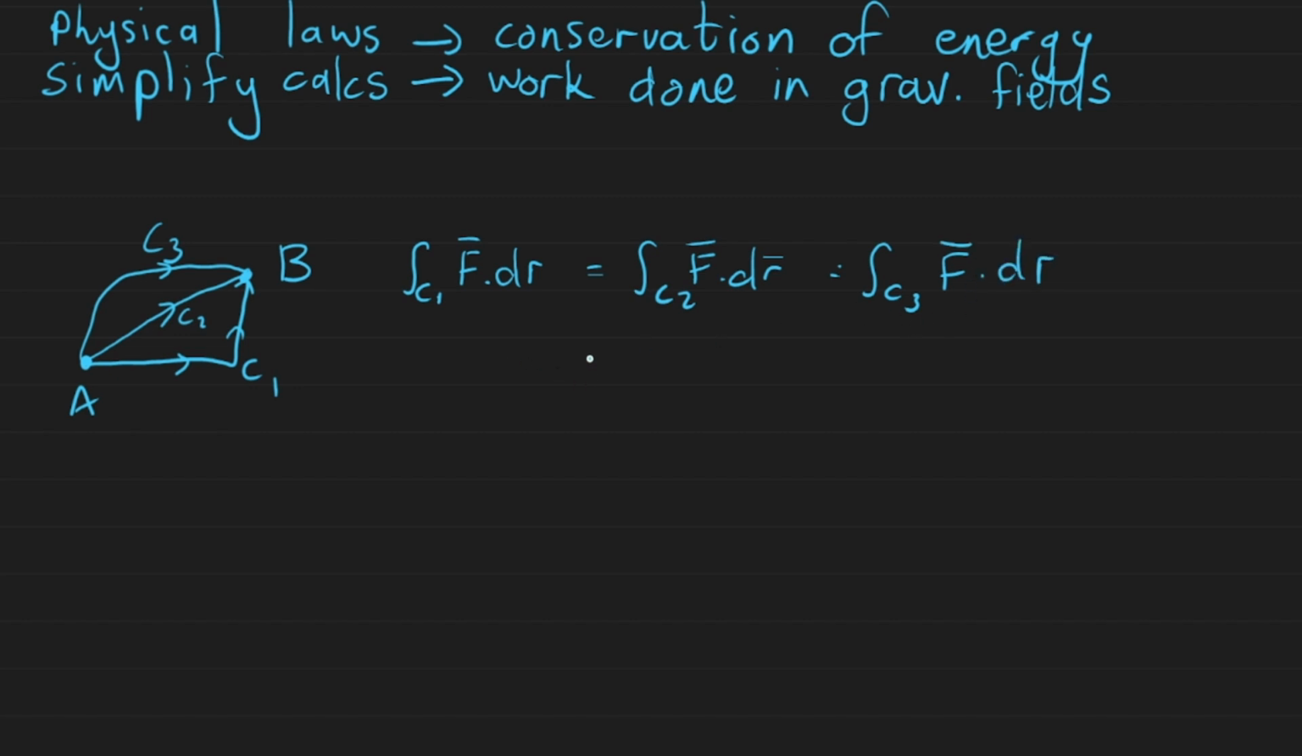So what does this mean? It means that if we go along the path C1 from A to B, and then go back along another curve, the work done would be the same going from A to B and then going back from B to A. So how do we check if a vector field is conservative? Well, there are three tests.